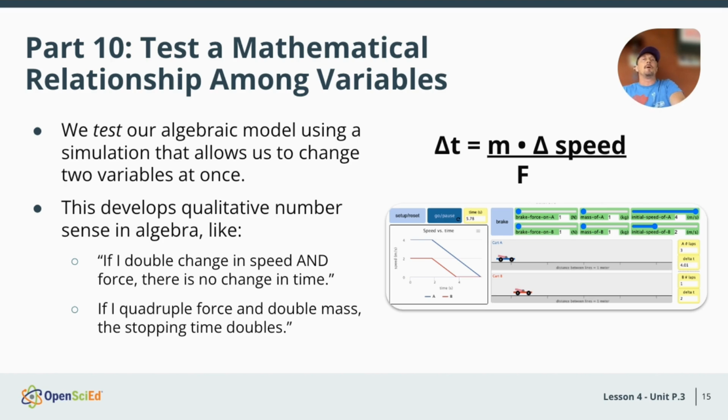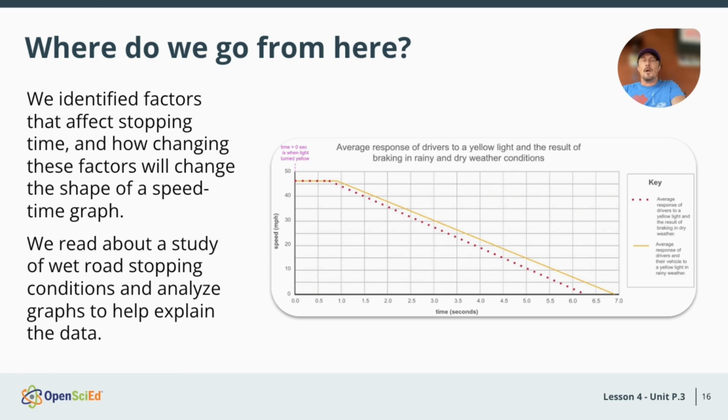So we combine, and I'll say more about what this looks like later on, all of the class's data into this algebraic model. Then we use a simulation to test it, to say things like: if I double the change in speed and the force, there is no change in stopping time. Or if I quadruple force and I double the mass, then the stopping time doubles.